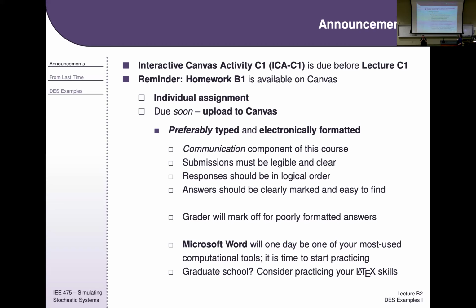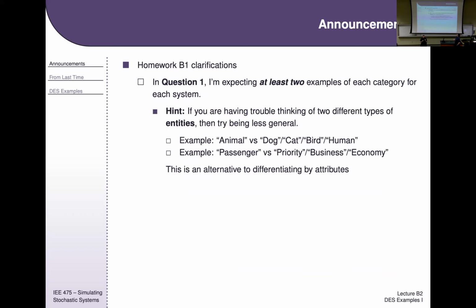So just some general comments about trying to make it easy to follow your submission. Some hints in question one. I'm expecting at least 2 examples of each category. Sometimes that's hard to do. Sometimes your mind just goes to one entity type, for example. I've given you a tip that when it comes to entities, try to think of attributes that might differentiate entities, and then think about whether there are ways you could break those entities up.